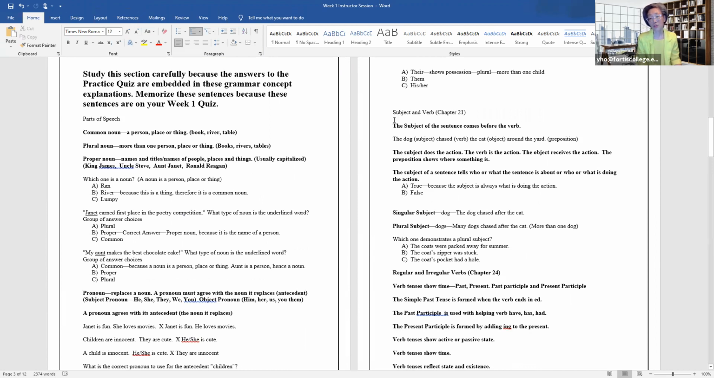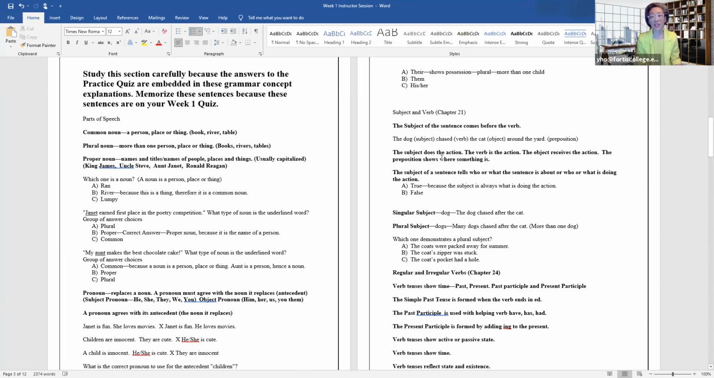So here is chapter 21. There was a student who couldn't find chapter 21 in her book, so here's chapter 21 in my lecture notes. Chapter 21 covers what is a subject and what is a verb. The subject comes before the verb. So the dog chased after the cat. The dog is the subject, chased is the verb, and the object always comes after the verb.